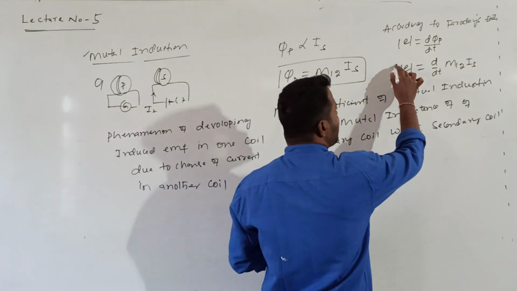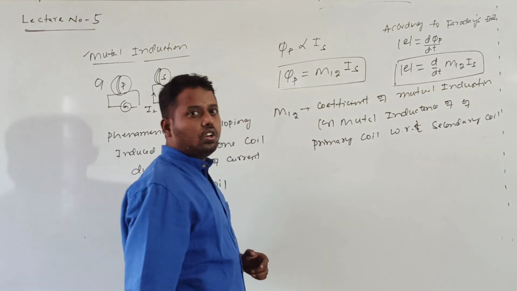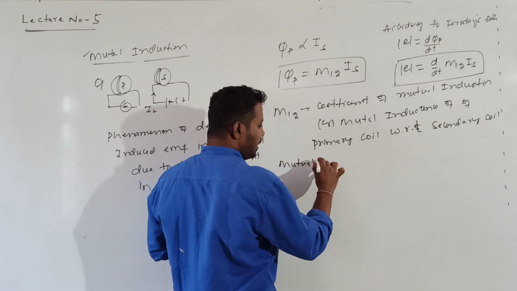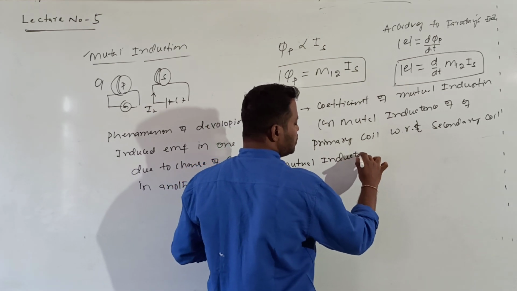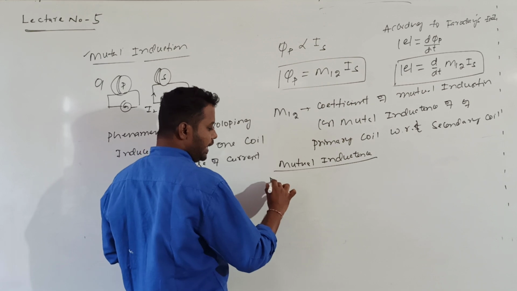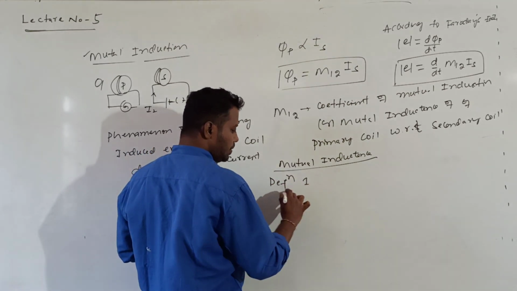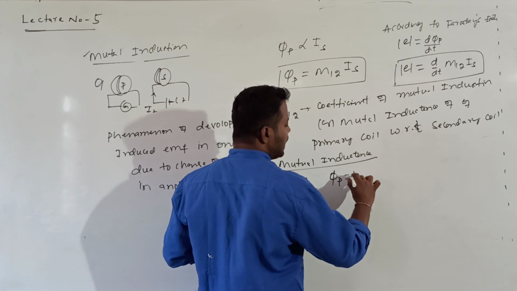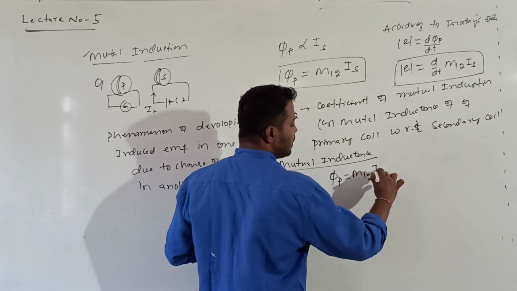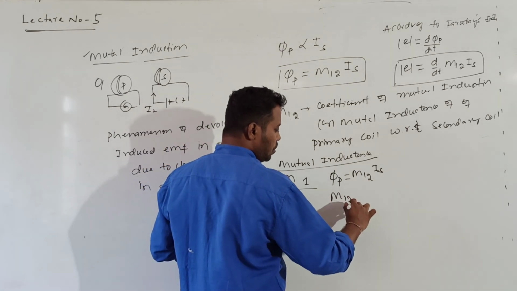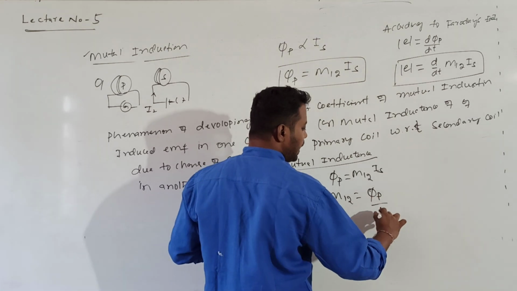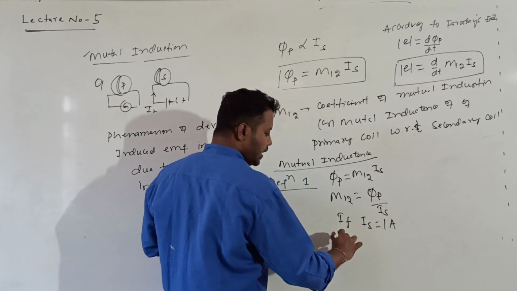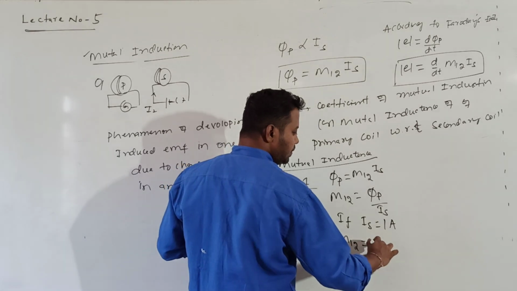Now these two formulas I will use for defining the coefficient of mutual induction or mutual inductance. I will define mutual inductance in two ways. You can write any one definition. What is definition 1? To write definition 1, I will consider the equation: the flux linked with the primary coil is M12 into IS. From this, M12 will be equal to phi p divided by IS. If the IS value is equal to 1 ampere, then what happens to M12? M12 value is phi p.